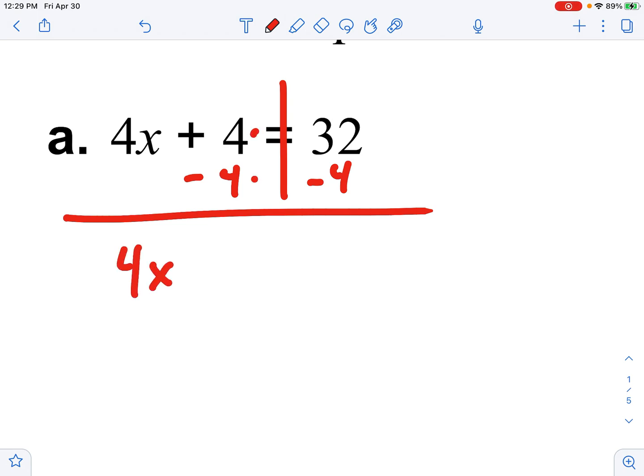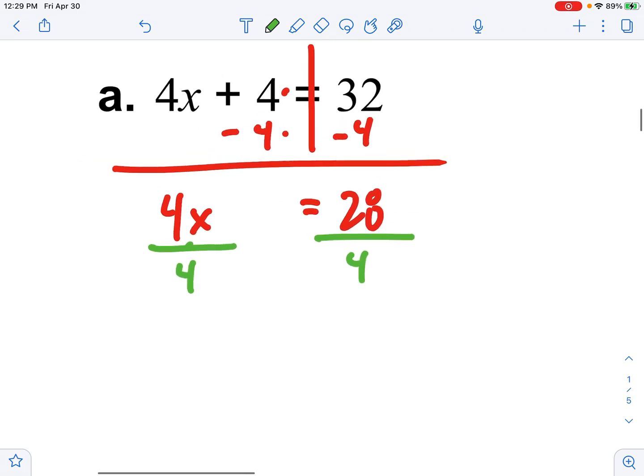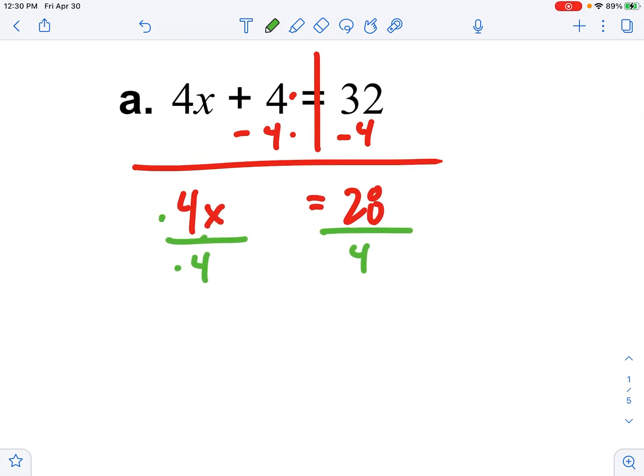4 minus 4 is 0, so that zeroes out. 32 minus 4 is 28. Again, I'm going to look and see what math I see. I'm going to look at the side of the variable. What math do I see? I see multiplying. How do I undo multiplying? With division. I'm going to divide by the entire coefficient, 4, because 4 over 4 is 1, which is x. 28 divided by 4 is 7.